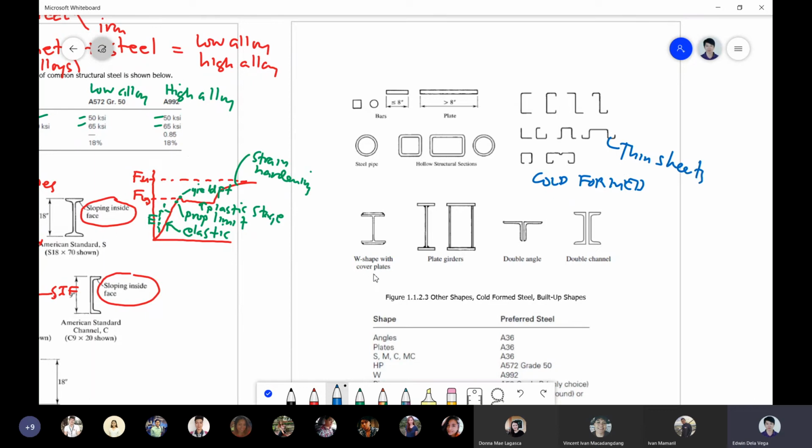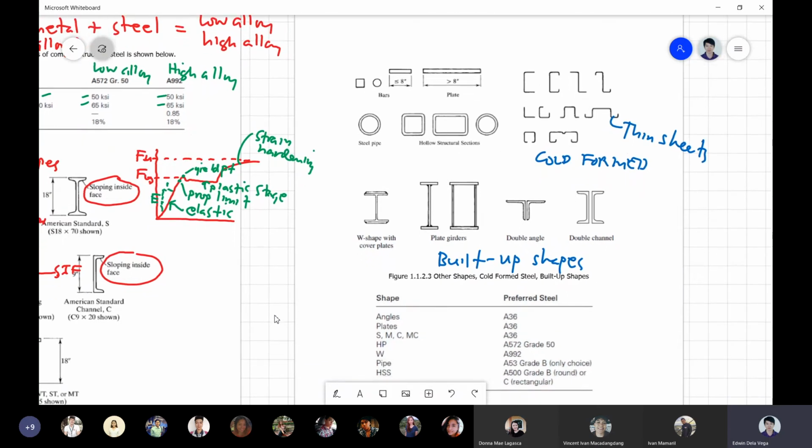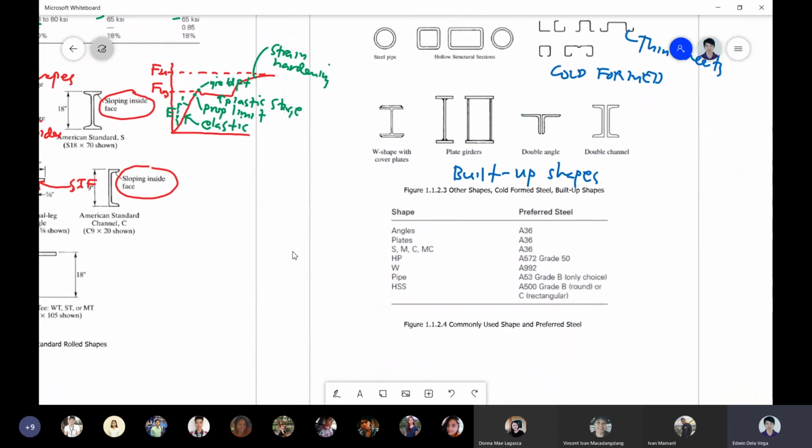We also have the built up shapes. Okay, you call this the built up shapes because they are built with some combination of your shapes. Okay, we have the W shape with cover plates. We have the plate girders. We have the double angle, the double channel, etc. Okay, for the shape and preferred steel, so you just look into the table. These are just recommendatory shapes and steel material by the AISC.